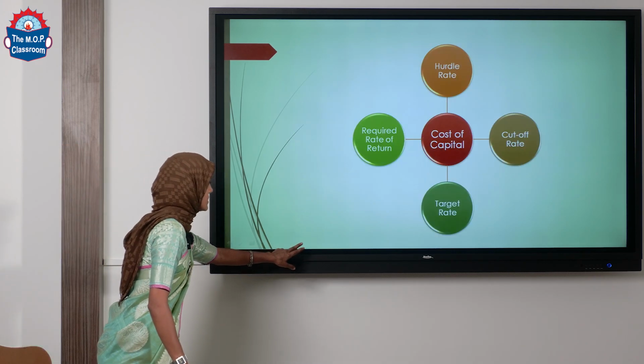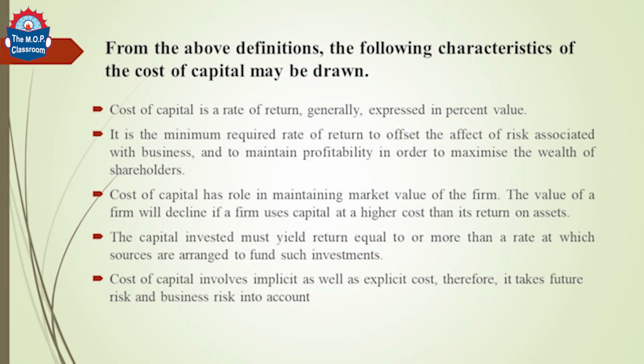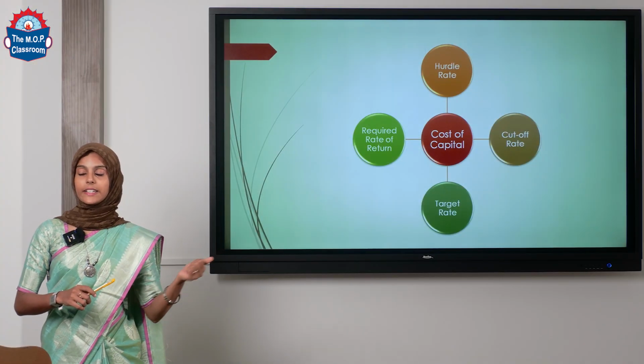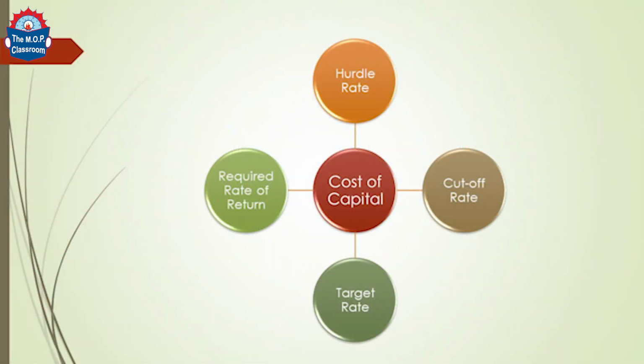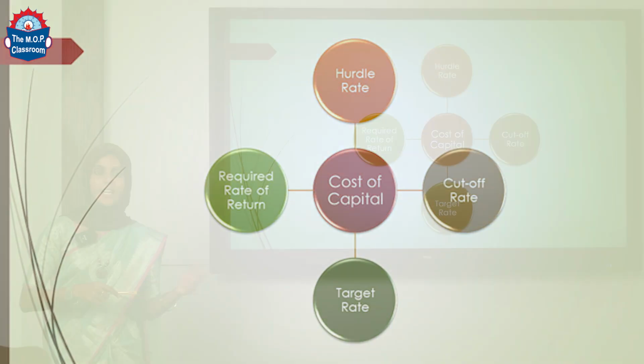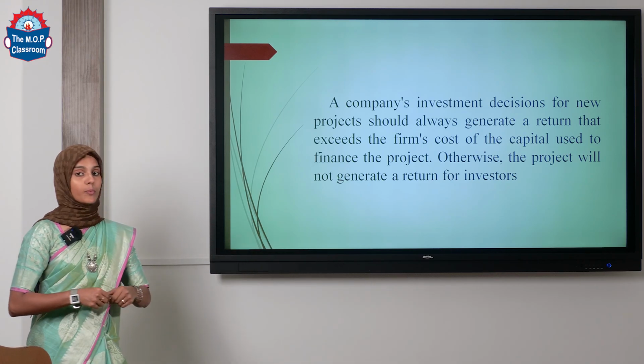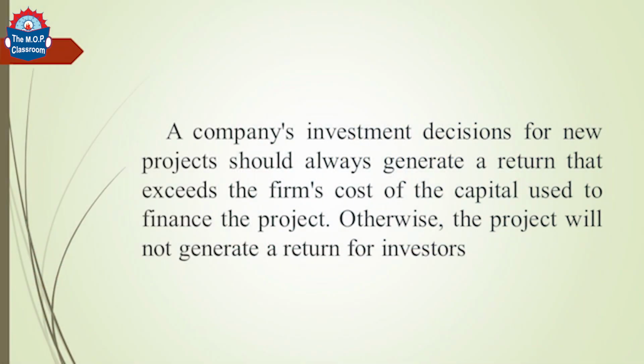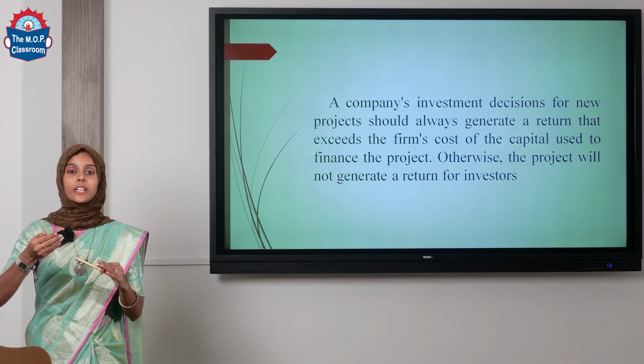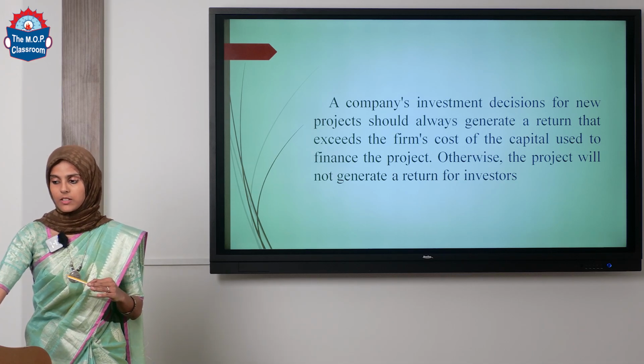There are also various other names for cost of capital. It is sometimes known as the hurdle rate, cutoff rate, required rate of return, or sometimes even mentioned as target rate. So, the company's investment decisions for new projects should always generate a return that exceeds the firm's cost of capital used to finance the project. Otherwise, the project will not generate a return for the investors. So, the initial cost that was incurred in implementing the new project should be lesser than the profit that we get from the investment or the project.